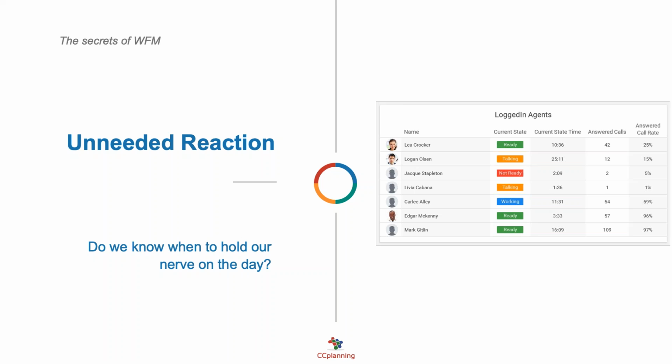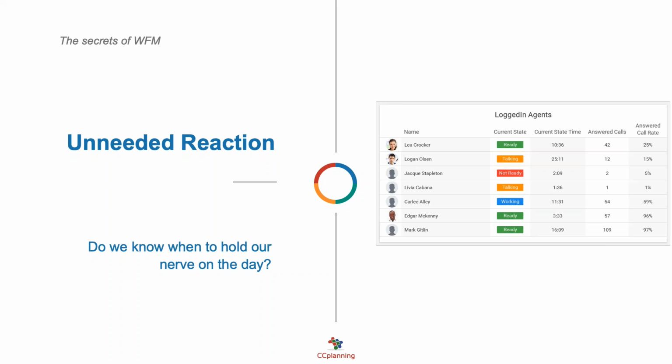Just moving on to real time. One thing I've always said is, when should we hold our nerve? It's great to see, you know, we see 20 calls waiting, and we say, well, we better do something, cancel breaks, cancel training, do this, do that, because if somebody sees that, there'll be a panic, they'll be shouting. But sometimes we planned that. We planned to be busy.